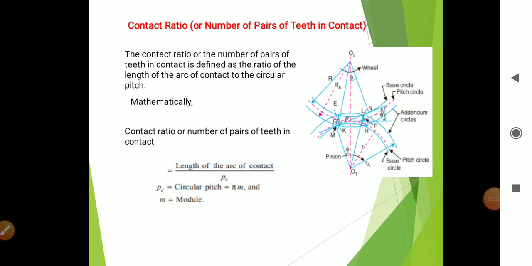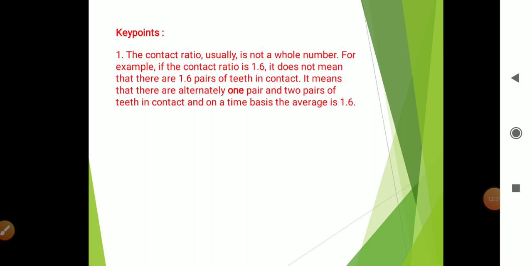This is given as equal to pi into m, where m is the module. So m is equal to d by t, we know that. So d by t is nothing but m, the module. The contact ratio is given by arc of contact divided by pi into m. This is a very important property, because while solving problems we have to find out the contact ratio. So we must know the formula for contact ratio or number of teeth in contact, which is arc of contact divided by pi into m. Instead of m we can write d by t, where m is the module.